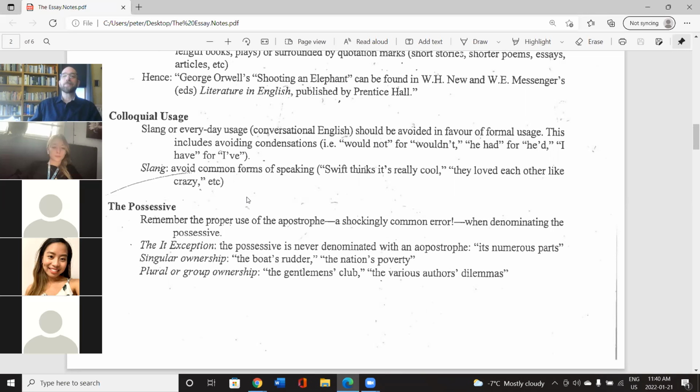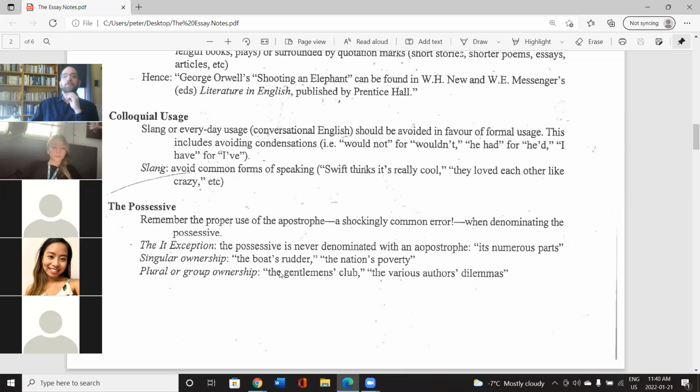And do remember this: the possessive. Remember the proper use of the apostrophe when denominating the possessive, that is, ownership, okay? The "it" exception: the possessive is never denominated with an apostrophe. Its numerous parts, the parts that belong to it, are with this word, of course, no apostrophe.